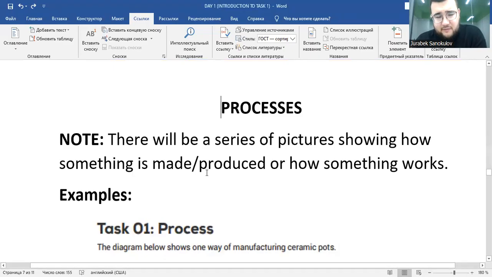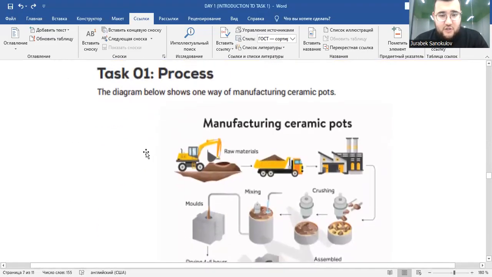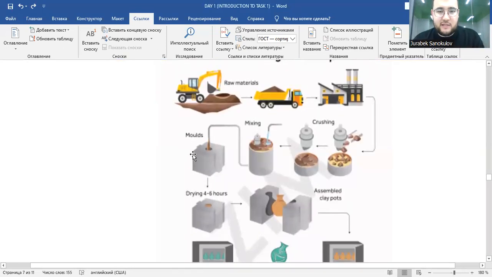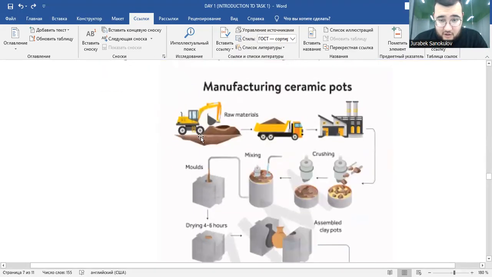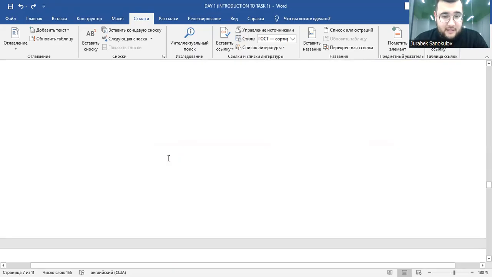Now, processes themselves are quite rare, and the natural processes are even rarer. Again, in processes, you will see a series of pictures, one leading to another, showing how something is manufactured. Here you can see in the picture the process of manufacturing ceramic pots, and there are around 11, 12 steps. Of course, we're going to cover these in the next videos.